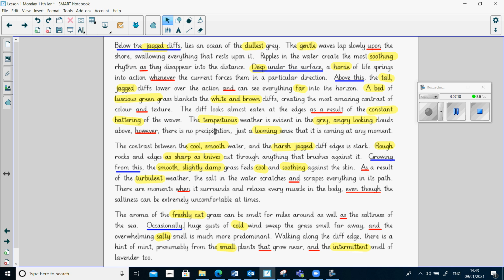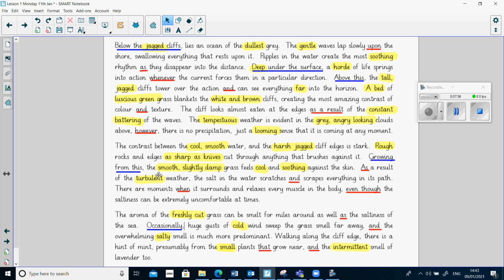And so does the word precipitation. You might have heard that word in science at some point. And precipitation means anything that falls from the clouds, falls from the sky. So it could be rain or snow or hail or sleet.